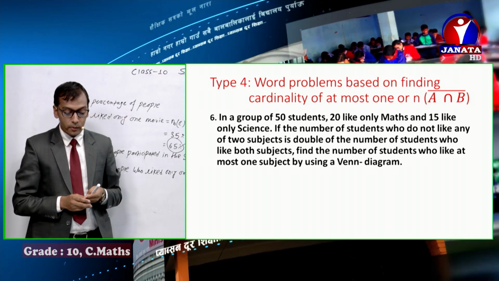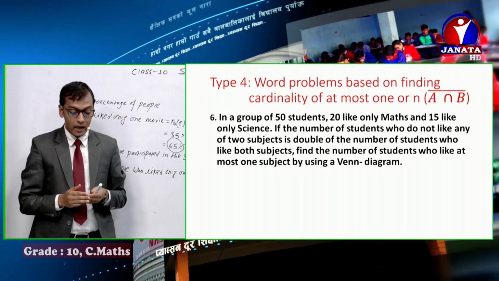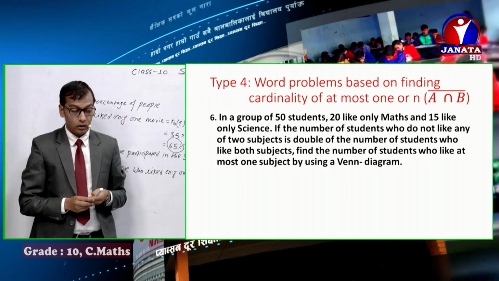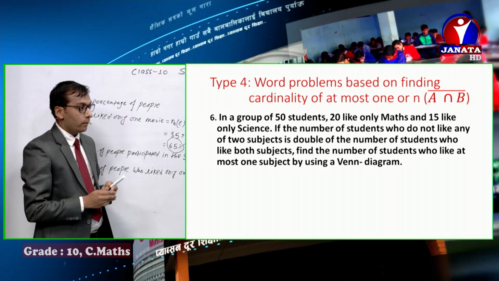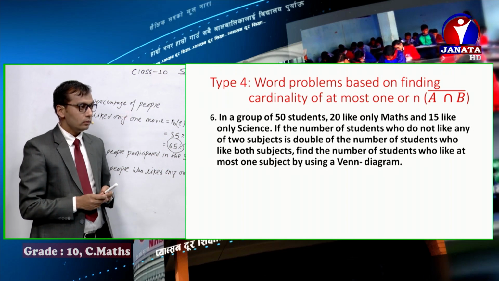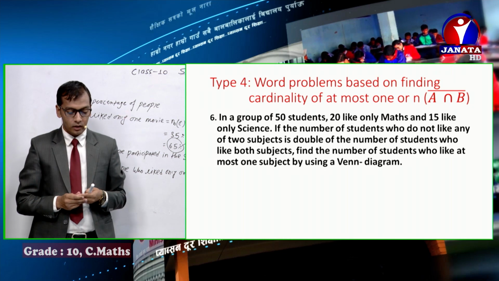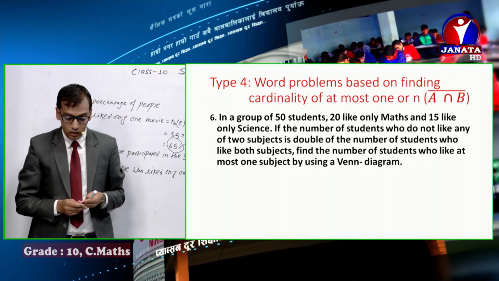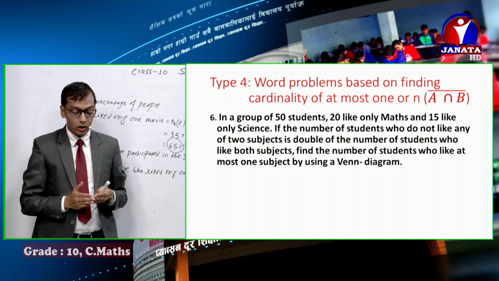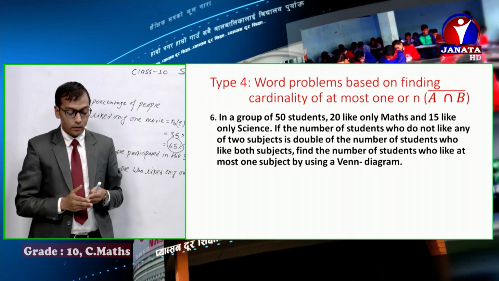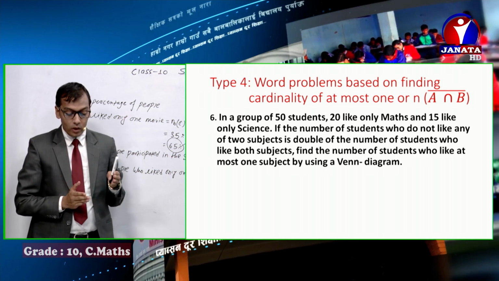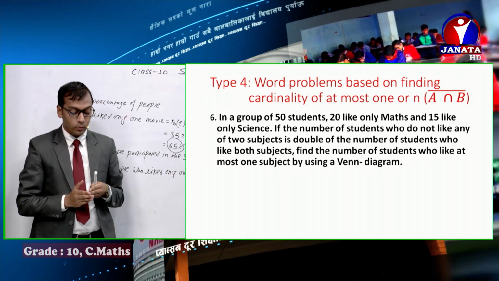This is word problems based on finding cardinality of at most one item or at most one subject. So in a group of 50 students, 20 like only maths, 15 like only science. If the number of students who do not like any of two subjects, this is complement, is twice of the number of students who like both subjects.